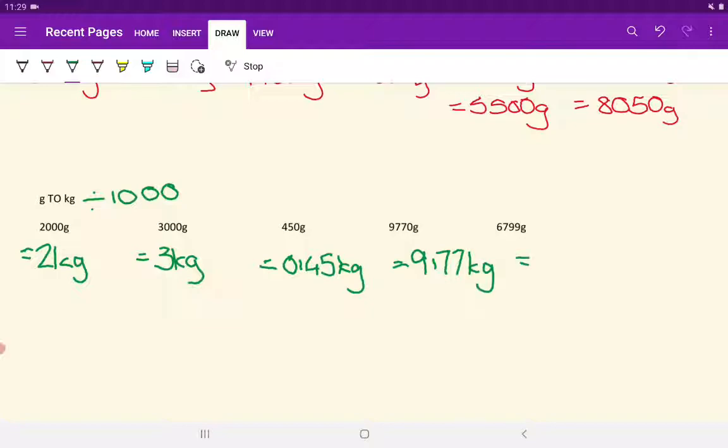Okay, then 9,770 grams, divide that by 1,000, you get 9.77. And the last one, 6,799, divide that by 1,000, and you get 6.799.